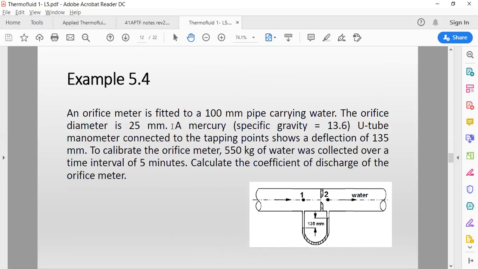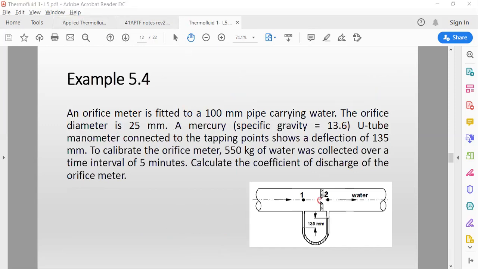Since everything is the same, we can straight away go into one example. We have an orifice fixed to a 100 mm pipe carrying water. The orifice diameter is 25 mm. The orifice diameter here is referring to this gap here.